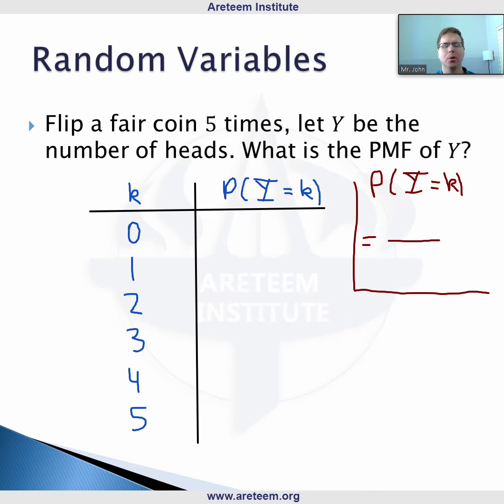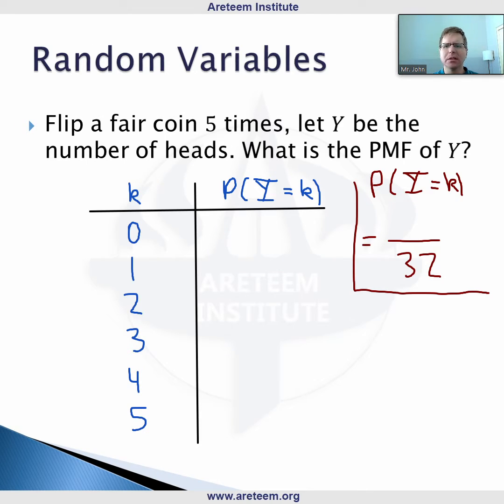For example, our denominator is just going to be 2 to the 5th. We have a fair coin. We're flipping it 5 times. Every time you either get heads or tails. So we have 2 to the 5th, or 32, on the bottom. That is our total number of outcomes there.